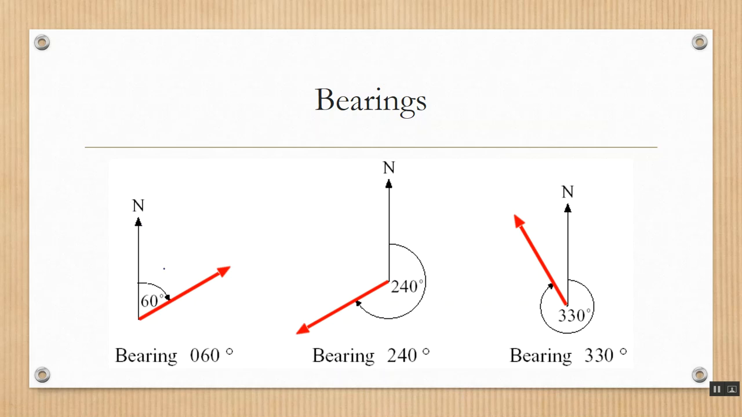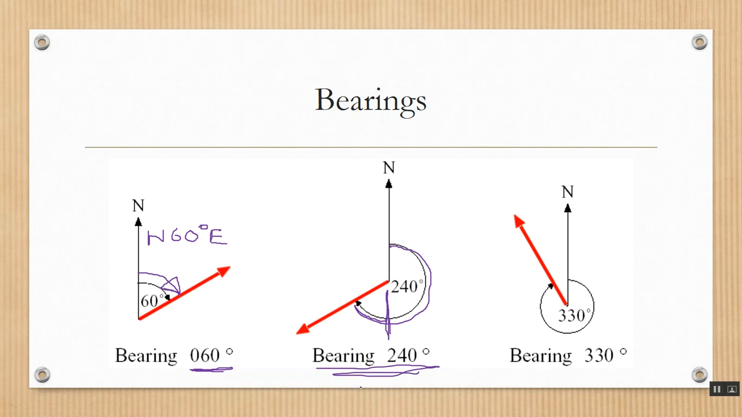So just a few examples here. We've measured the angle around from north. This one goes around 60 degrees. The bearing is 060. Or we could say north 60 east as well. So a bearing of 240, so remember 90 is here for east, 180 is straight down for south, and this one's going a little bit more than 180. Okay, so it's going 240 degrees from north, so the bearing is 240 degrees.